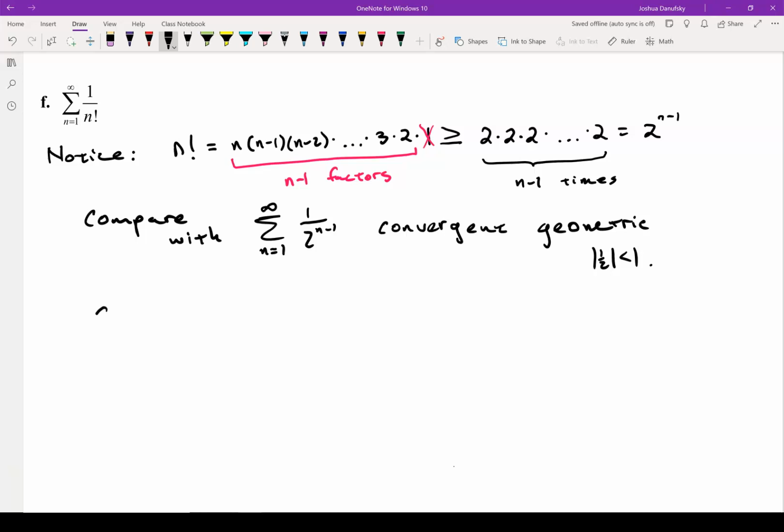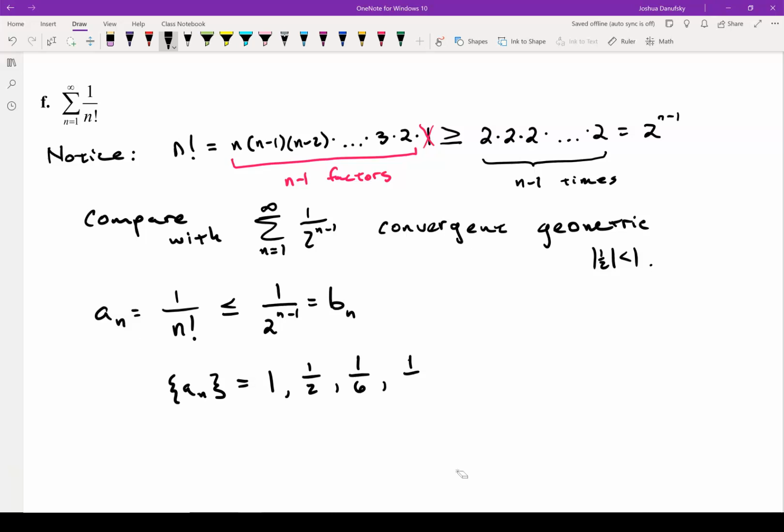Now if we do a term-by-term comparison, we have a sub n is equal to 1 over n factorial, and we want to be able to say that these terms are less than or equal to 1 over 2 to the n minus 1, which is our b sub n. Let's compare some terms and see if this is true. So a sub n is going to equal 1 when we plug in 1. We're going to get 1 over 2 when we plug in 2. 1 over 3 times 2 times 1, which is 6, 1 over 4 times 3 times 2 times 1, which gives us 24, and onward like that.